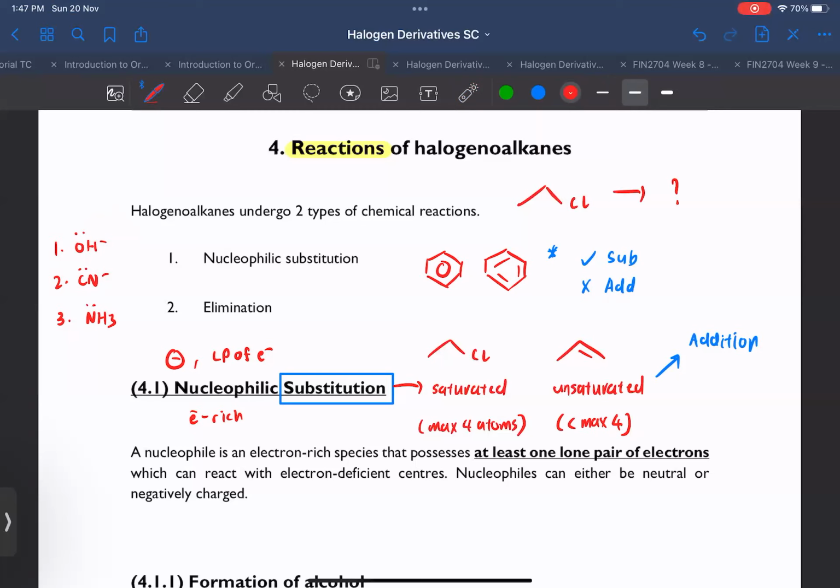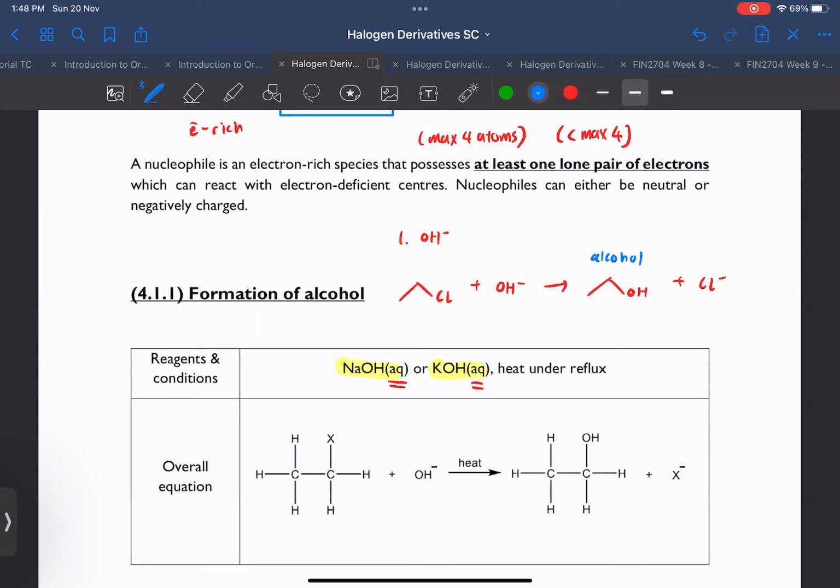The first one is with OH-, like what I already discussed. You take a halogenoalkane and react it with OH-, and it will turn into an alcohol. Take note of this functional group: OH is alcohol. Now, look at the reagents and conditions. This one is in the notes. You can use any one of these: NaOH, KOH, both are fine. But remember, it's quite important: you must highlight this aqueous. You must specify it's in an aqueous state. Later we'll see why. I'm going to look at the mechanism in the later half of the lesson, so as of right now we won't see the mechanism yet. But take a look at why it's called nucleophilic substitution.